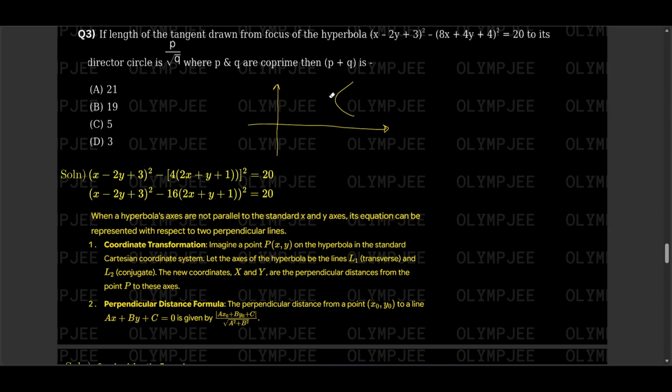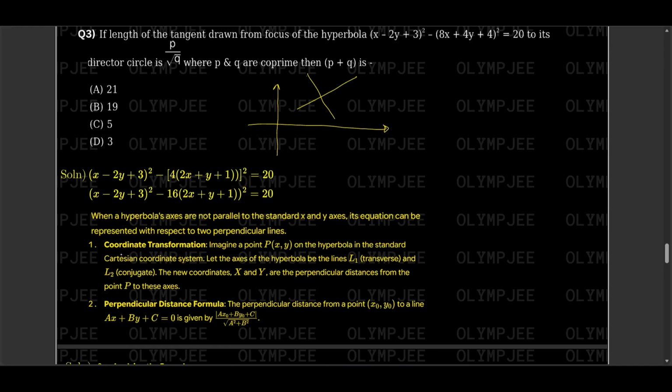But it is possible that the conjugate and transverse axis are not parallel to the x and y coordinate axis, right? It can be like this also. So in this case, the general formula of hyperbola won't work. So what happens in this case is, let us see, when the hyperbola's axes are not parallel to the standard x and y axis, its equation can be represented with respect to the two perpendicular lines.